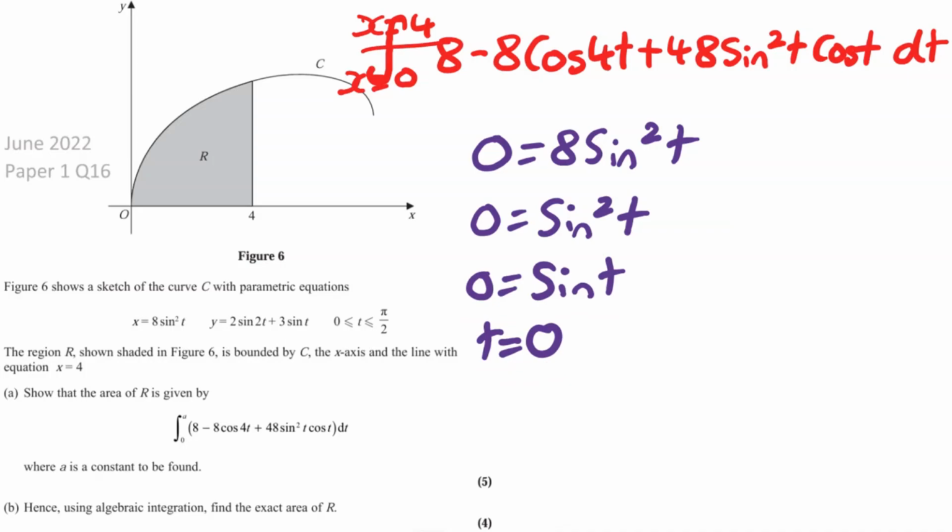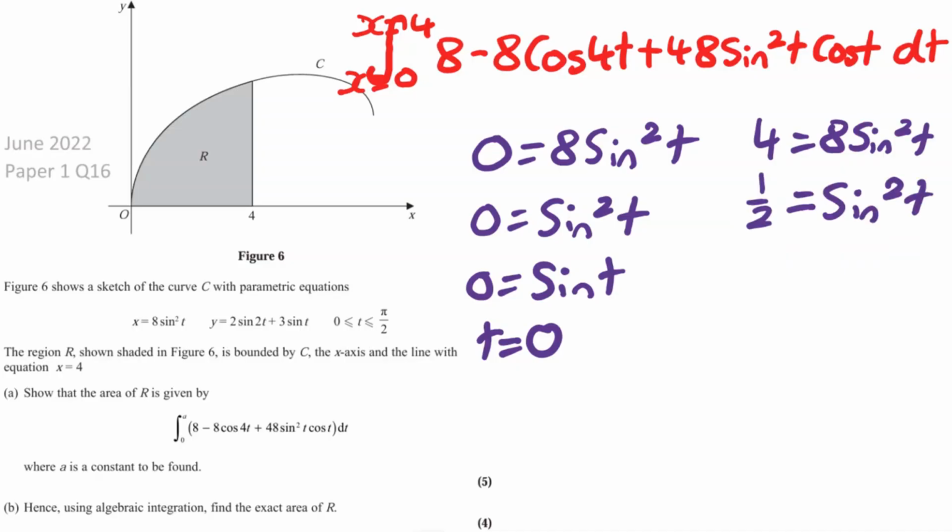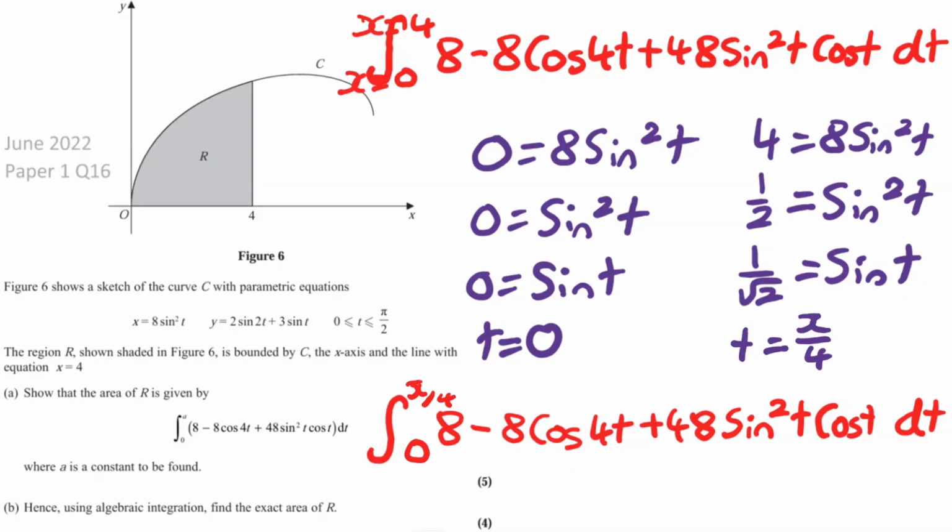Then for the upper limit, x is equal to 4. If we sub this in, it's going to be 4 is equal to 8 sin squared t, so if you divide both sides by 8, a half is equal to sin squared t. Square root both sides, so that means that 1 over root 2 is equal to sin t. You don't need to worry about the plus or minus here, because in this domain between 0 and pi over 2, sin t cannot be negative, so it has to be positive. Therefore, if you do the inverse sin of 1 over root 2, you get that t is equal to pi over 4. So this is the upper limit. Therefore, this value of a here, this upper limit, is pi over 4. This is the integral for part A.